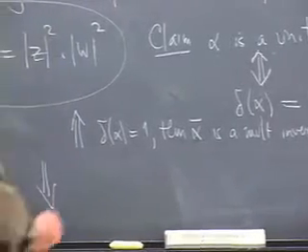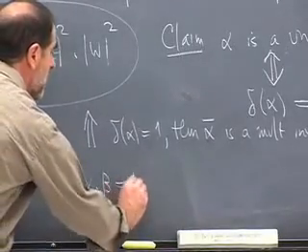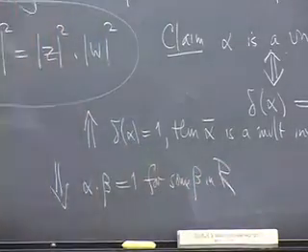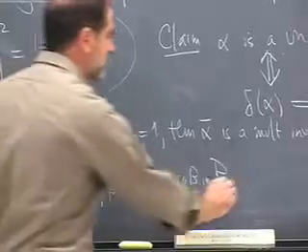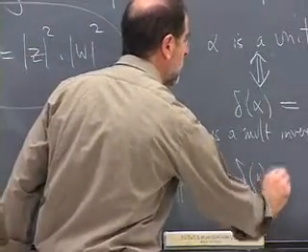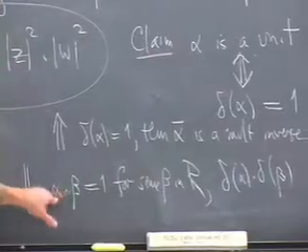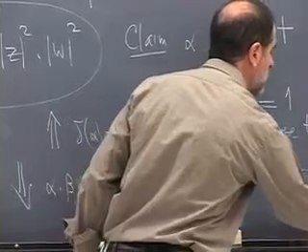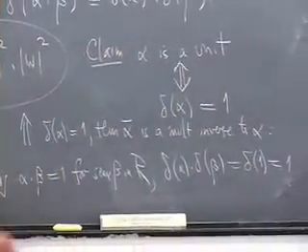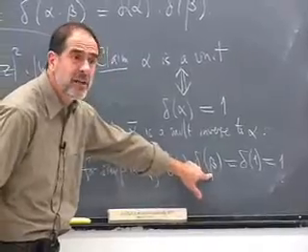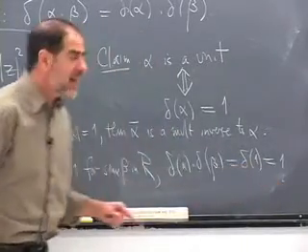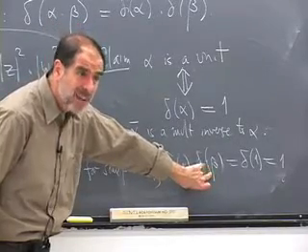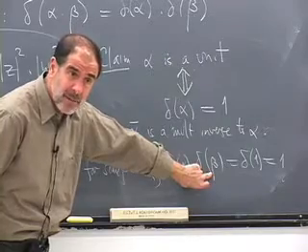Well, to say alpha is a unit means that alpha times some beta is equal to 1 for some beta in the ring. Now apply delta to this. Because it's multiplicative, delta of alpha times delta of beta is equal to delta of 1, which is equal to 1. So this is an integer times another integer is 1. The only way that can happen is if both of these are plus 1 or both of these are minus 1. But they can't be minus 1 because delta is positive. So that means both of these are plus 1.